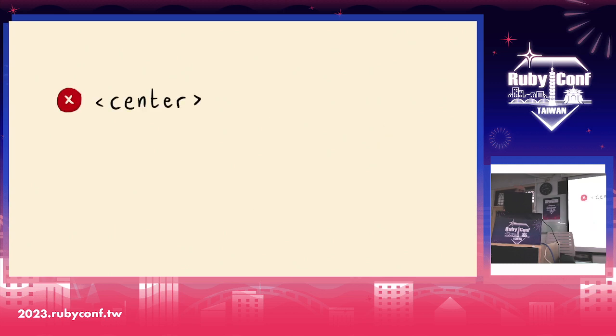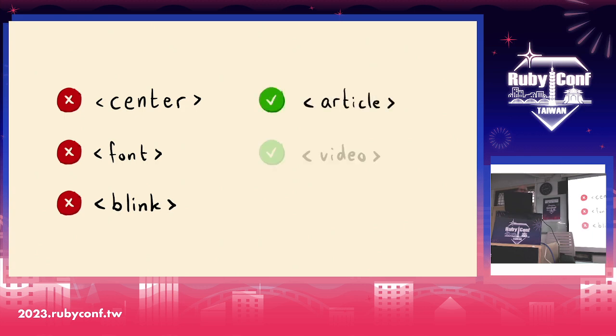HTML has steadily evolved. We have got stuff like center and font, which is just styling, and put that in CSS. No blink tag, which is sad. Instead, we have article, which is a more semantic div. We have video because we can't use Flash video players anymore. And we have some exotic stuff like hand.